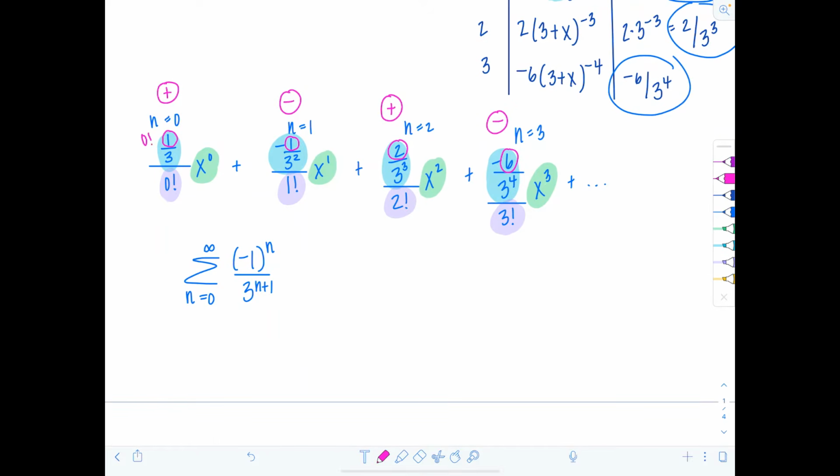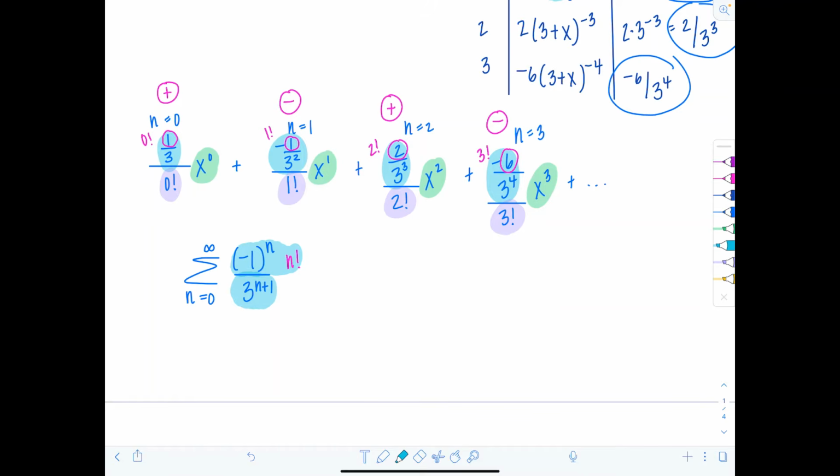So this is 0 factorial. This is 1 factorial. This is 2 factorial. This is 3 factorial. So in the numerator of each of those terms, we've got an n factorial. Okay, so this here in sigma notation represents everything from the nth derivative at 0.